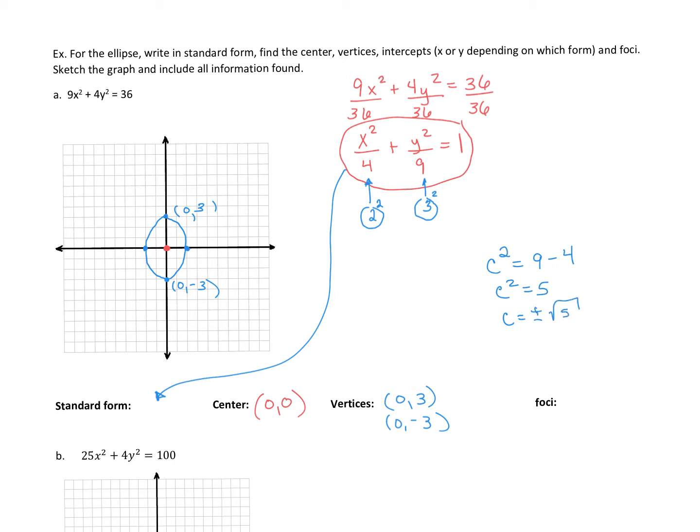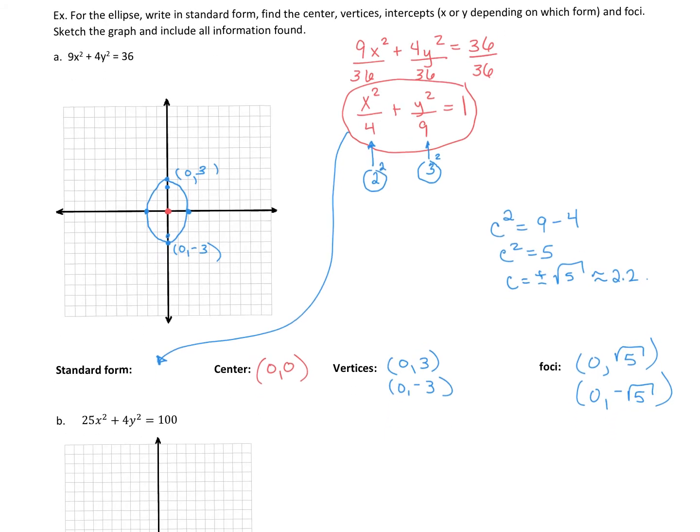Well, root 5 is approximately 2.2. So they're going to be on my major axis here and here. So they will be 0, root 5, and 0, minus root 5. In general, I find that the graph of all of these conic sections is the best way to find the values that we need. So let's take a look at another example.